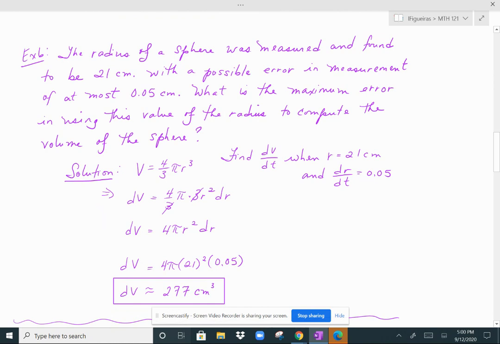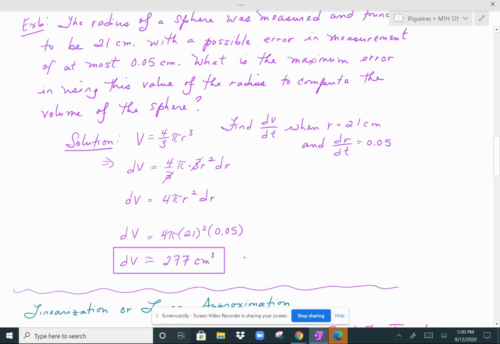Now we can plug in numbers that we know. Radius was given to be 21. The maximum error, or the differential for radius, is 0.05. And I use the calculator to compute this. So your differential in volume is about 277 centimeters cubed.